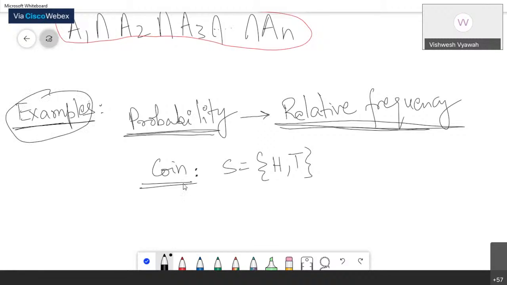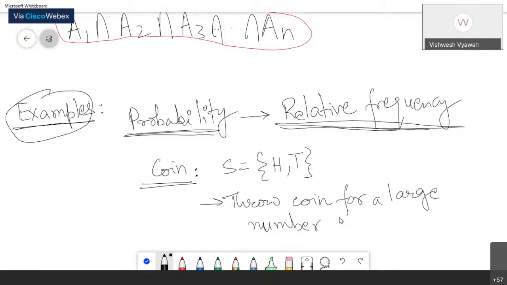Now, when you say that when you toss a coin the probability of getting heads is 50% and tails is 50%, it is because once you throw it, you will get either heads or tails. But things are not like that. What it says is: throw the coin for a large number of repetitions.